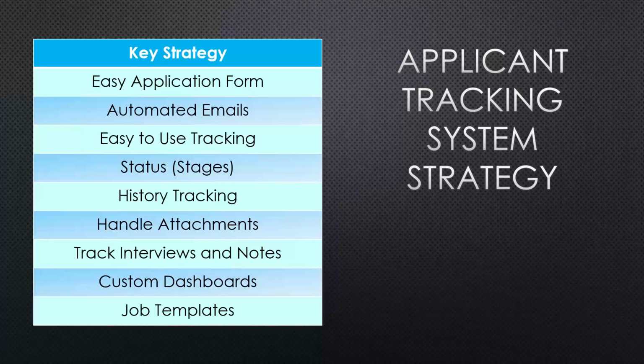Here are some key strategy points. These are things we want to make sure that we accomplish. We want the application form to be easy to understand, easy to use. We want automated email notifications, both to the applicant and also to staff in your organization.